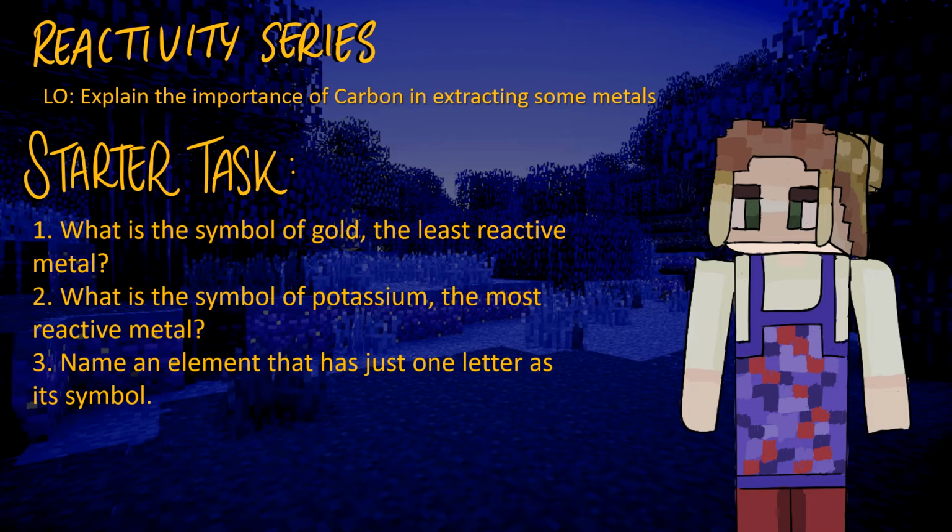Okay, so answers. Number 1, what is the symbol of gold, the least reactive metal? It is Au. Number 2, what is the symbol of potassium, the most reactive metal? That is K. And name an element that has just one letter as its symbol. So you could have said potassium again, or oxygen, or carbon. I'm not going to list all of them because there are a lot. If you just look at the periodic table and choose one with one letter.